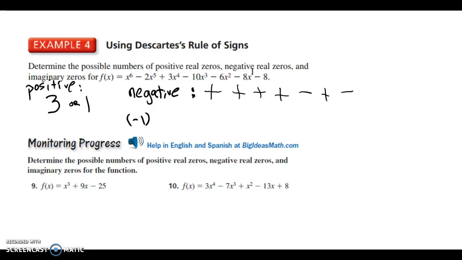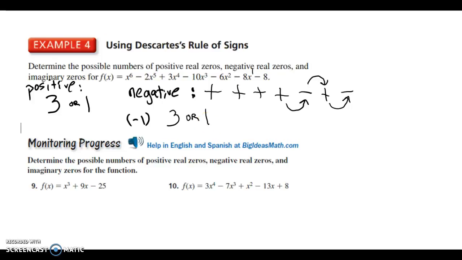So now let's check how many sign changes we have. We have all pluses, and then here we have a positive to a negative. That'll be 1 sign change. This will be 2 sign changes, and then this will be 3 sign changes. So we could have 3 negatives, or always subtract by 2, 3 or 1.